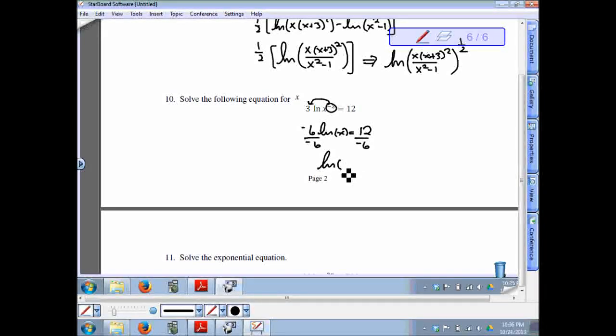We have the natural log of x is equal to -2. Now to undo a natural log, the inverse function is a base of e. We're exponentiating both sides using the same base as the natural log, which is base e. Those cancel. So x is equal to e to the -2, which is 1 over e squared.